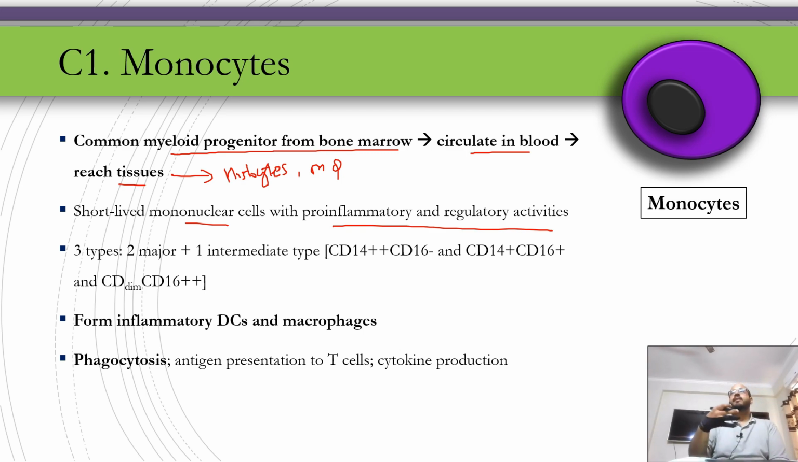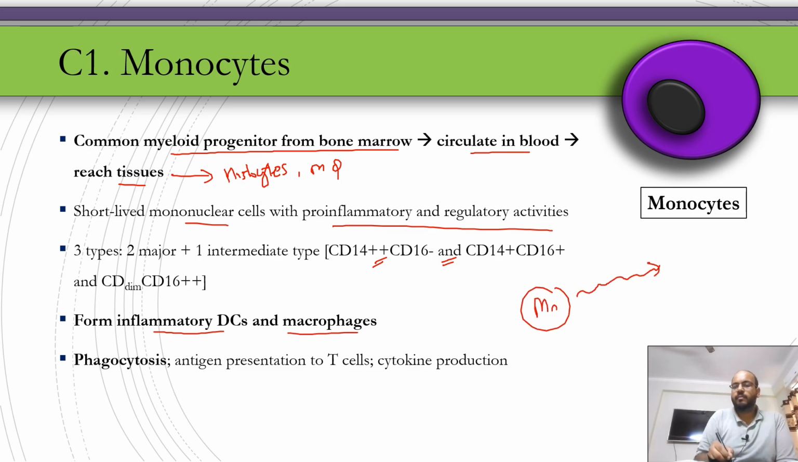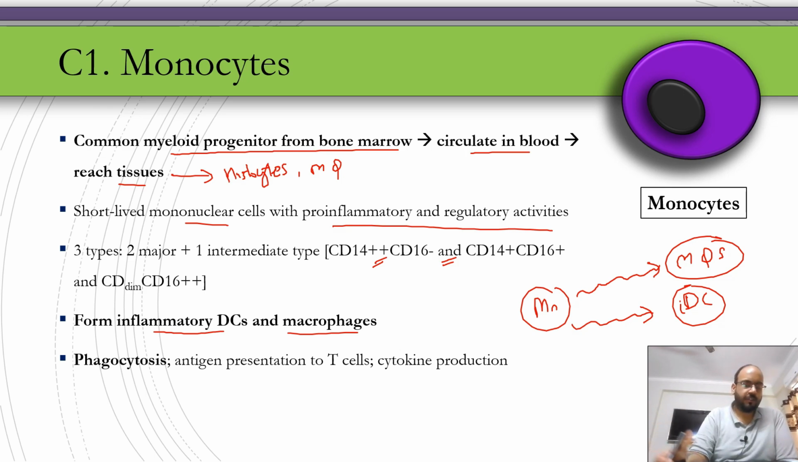So monocytes modify themselves to form macrophages, but they can also in themselves secrete inflammatory cytokines. There are three types, two major and one intermediate type, depending on the expression of CD14 and CD16. They are responsible for formation of inflammatory dendritic cells and macrophages. Remember, monocytes transform into macrophages and dendritic cells. Just remember that, inflammatory dendritic cells. Clear? Their major function is either modification into macrophages or into dendritic cells.